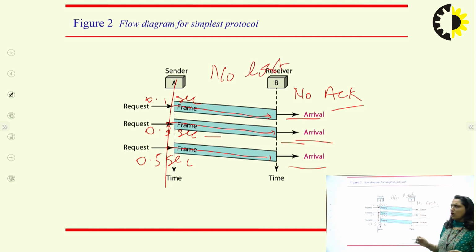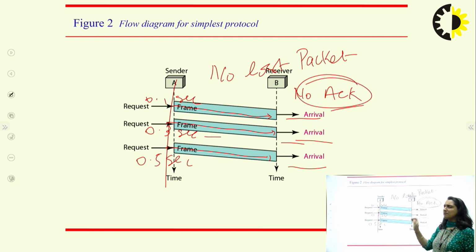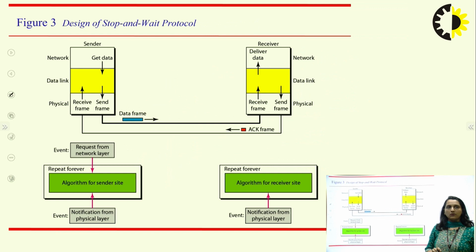This is because it is a noiseless channel, so there is no loss of packets here. We don't have to do any checking at the receiver side or the sender side, no frame checking and no acknowledgement checking, because this is the simplest protocol, used for a noiseless channel. So this is the flow diagram of the simplest protocol.